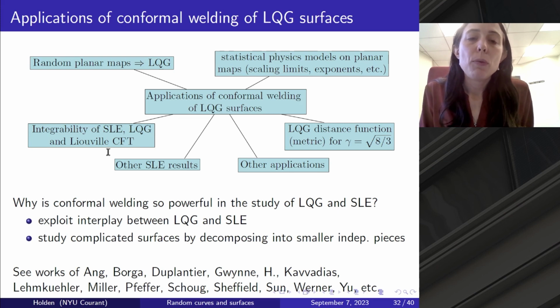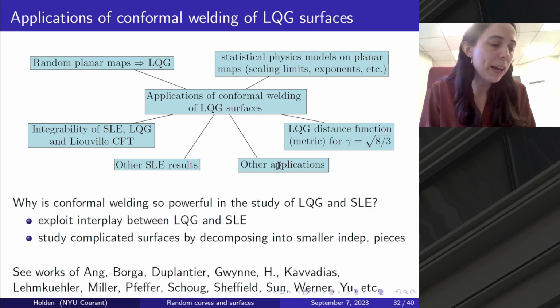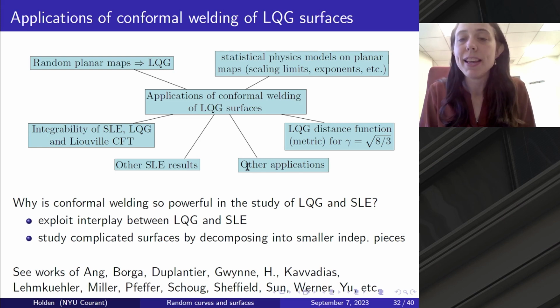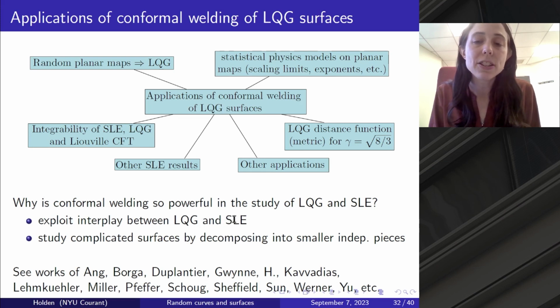One can also obtain a number of other results on SLE, and it also turned out to have a number of other applications. I'm not sure I will have the time to say this, but one thing I was planning to present is an application to the study of random permutations. Okay, so why is conformal welding so powerful? At a high level, one can say it's powerful because one can exploit this interplay between LQG and SLE, and also because it allows us to study complicated surfaces by decomposing them into smaller pieces.